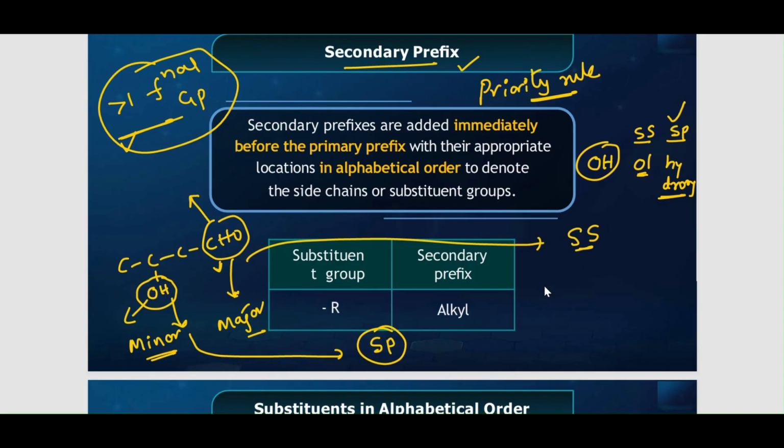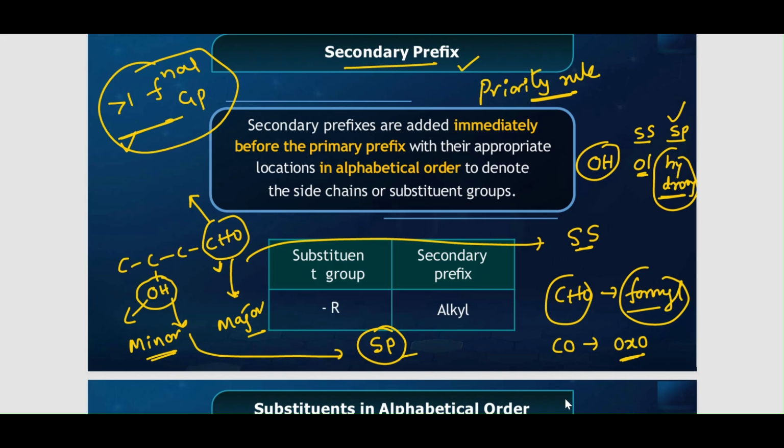Like, suppose in a carbon compound aldehyde became minor, at that time we will use the term formyl. So like that, there is some terminology used to identify the minor functional group too. For the minor functional group, we will use the secondary prefixes. For alcohol, hydroxy. For aldehyde, formyl. For ketone, if ketone is the minor functional group, then we will write oxo. Clear?